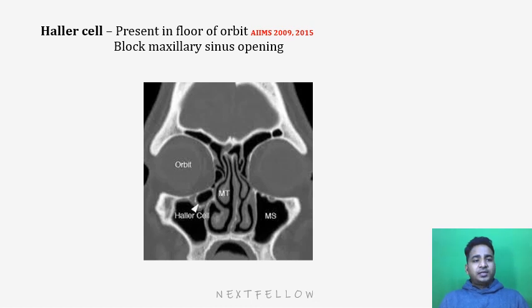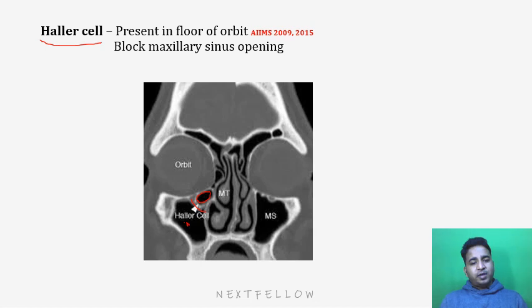Then comes the Haller cell. So what is a Haller cell? This cell is located in the inferior part of the orbit. It is inferior-medial to the orbit, or we can say superior to the maxillary sinus. So this is my maxillary sinus.